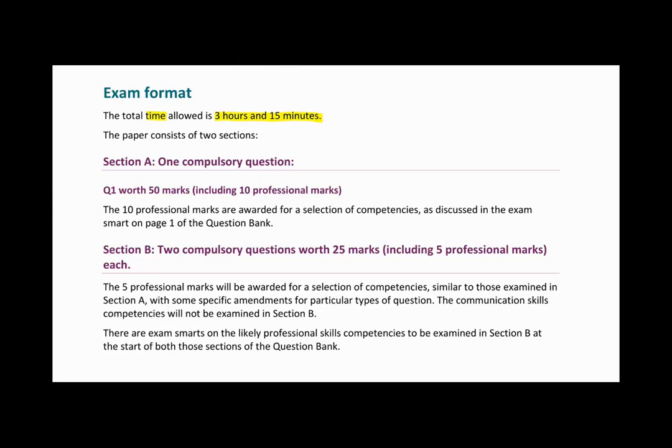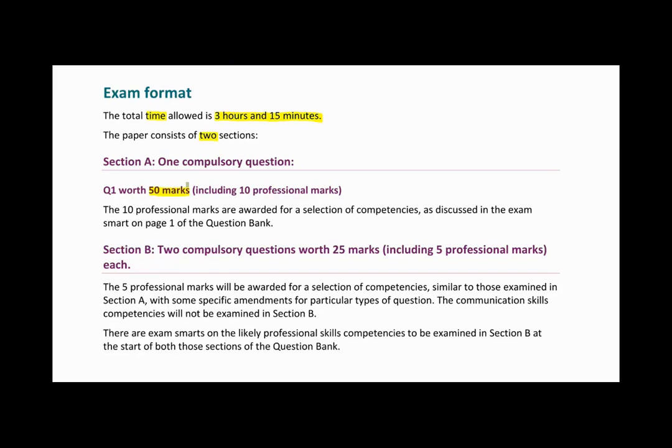Now, the paper is broken down into two different sections. Section A is worth 50 marks, and this is a compulsory case study question. The case study is always set in the context of planning an audit, and it could be the audit of a single company, a group of companies, or more than one client. The 50 marks will be broken down into a number of requirements which will be set out in an email to you from the audit partner.